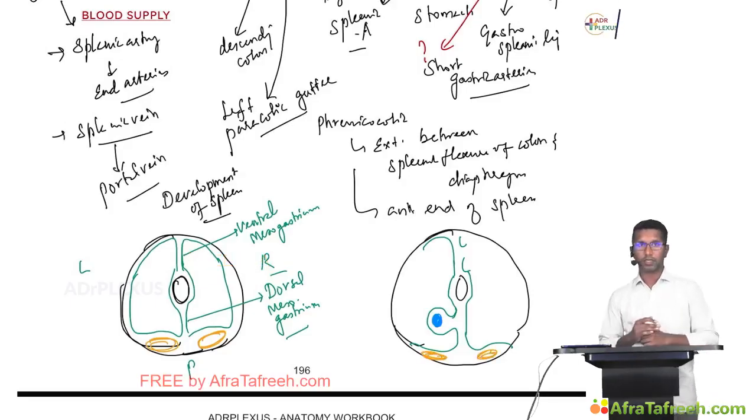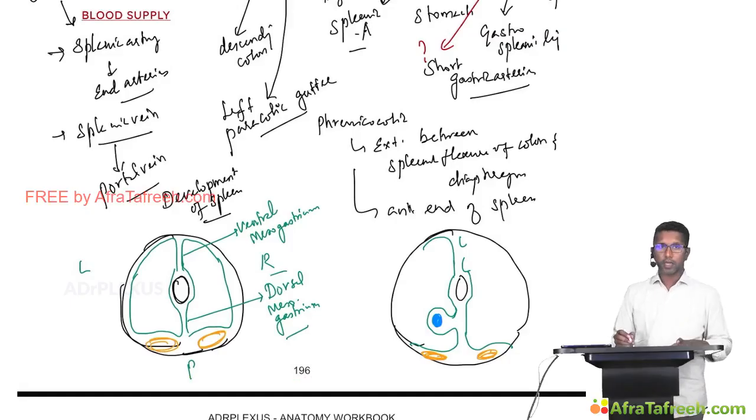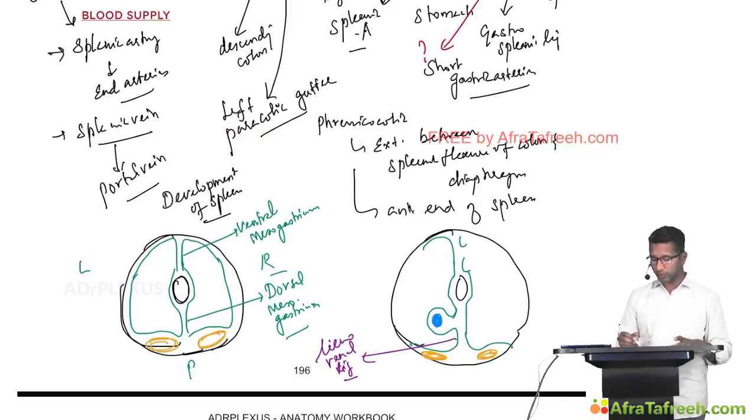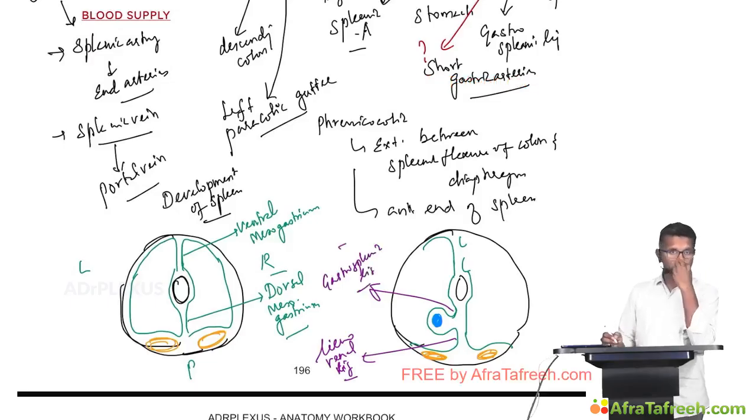The portion of the dorsal mesogastrium extending from the kidney, or the posterior abdominal wall, to the spleen is called the lienorenal ligament. So this is called the lienorenal ligament. And the portion of the dorsal mesogastrium between the spleen and the stomach becomes the gastrosplenic ligament. Guys, this becomes the gastrosplenic ligament.